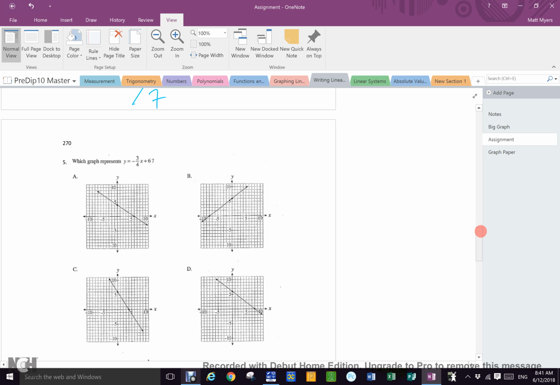All right, there is 5. Easy peasy lemon squeezy. Where do you go? The y-intercept is 6. So can it be either? Can it be A? No. Can it be B? No. Because you need a negative slope. So it must be C or D. Which is it? D as in doornail. Down 3 and right 4. Looks good to me.